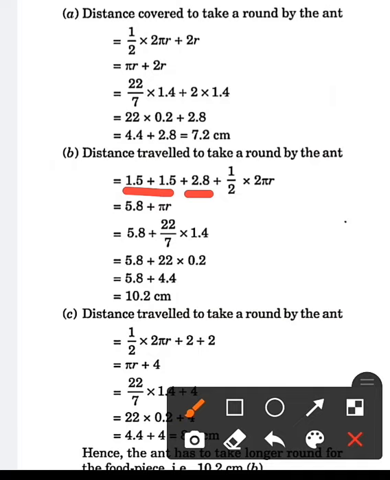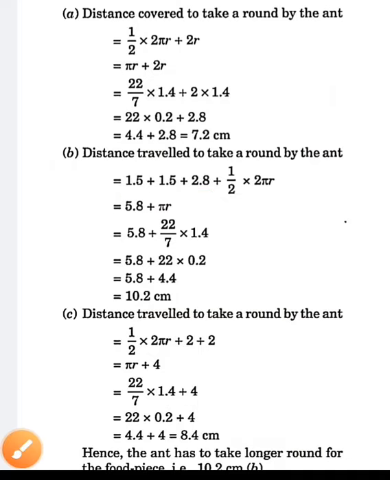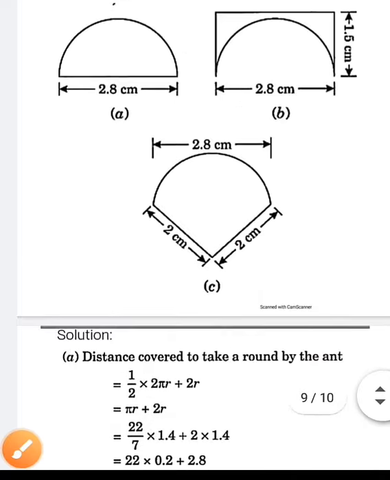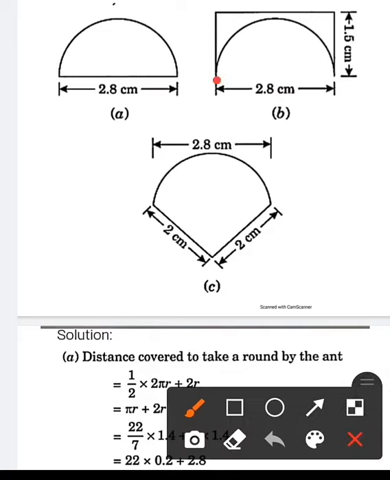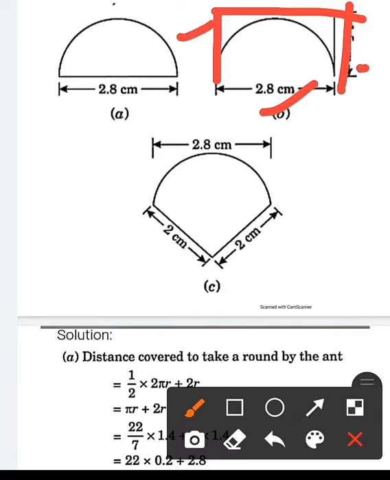Okay, you have to add these three. See the figure. Going back to the figure, the ant will move from here. So this is 1.5. Then the ant will move like this, so this is 2.8. Then again it will move like this, so again 1.5. So this part plus this part plus this part, you have to add these three. Okay, so you have to add these three, plus you have to take this part additionally.